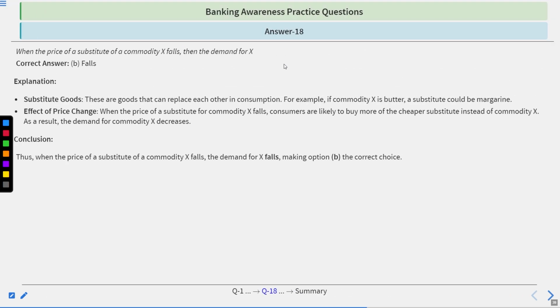Go by the explanation. Substitute goods. These goods could replace each other in consumption. For example, if commodity X is butter, a substitute could be margarine. Effect of pricing. When the price of a substitute for commodity X falls, consumers are likely to buy more of the cheaper substitute instead of commodity X. As a result, the demand for commodity X decreases. Conclusion. When the price of a substitute of a commodity falls, demand for X falls, making option B the correct choice.